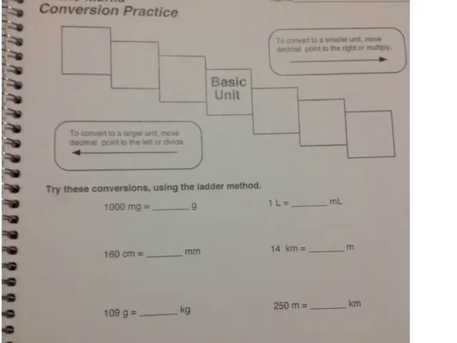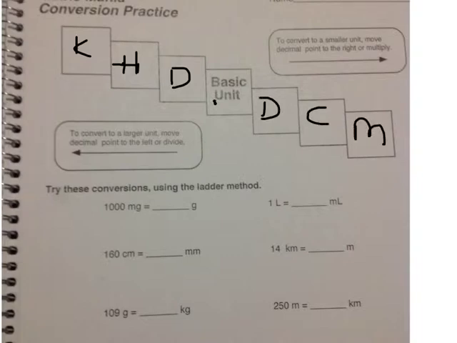This page is underneath the page that we just did. This is that flip. This is the metric ladder that I was talking about earlier. And we can simply just fill in that King Henry died unexpectedly drinking chocolate milk.